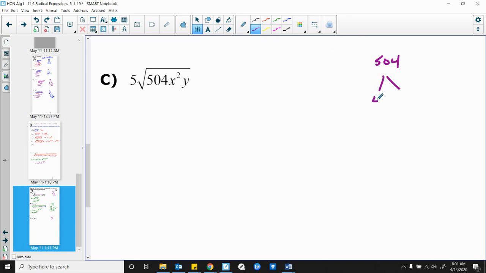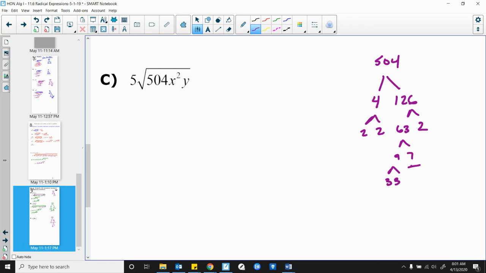Can't identify anything. I'm going to try to make it a little shorter and go 4 and 126. Okay, 4, that'd be just 2 and 2. And then 126 here would be 63 and 2. Oh no, I messed something up here. I did a double. 63 would be 9 and 7. That's prime. And then we'll have 3 and 3. Okay, so we've multiplied all of that out there.